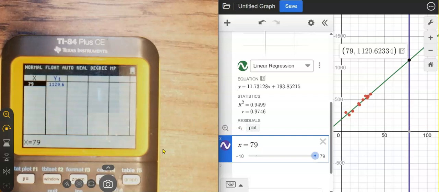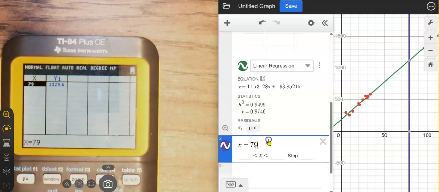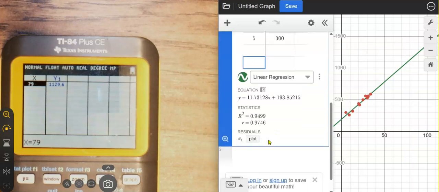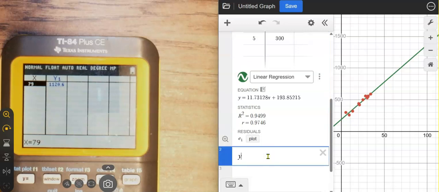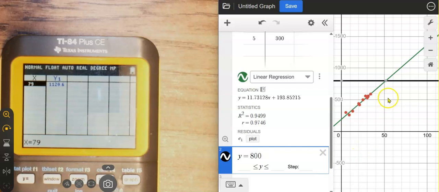Next, it says predict the grams of 800 calories. Is that an X or a Y? That's a Y value, right? So, over here, let's just do this. Y equals 800. Answer 51.7.